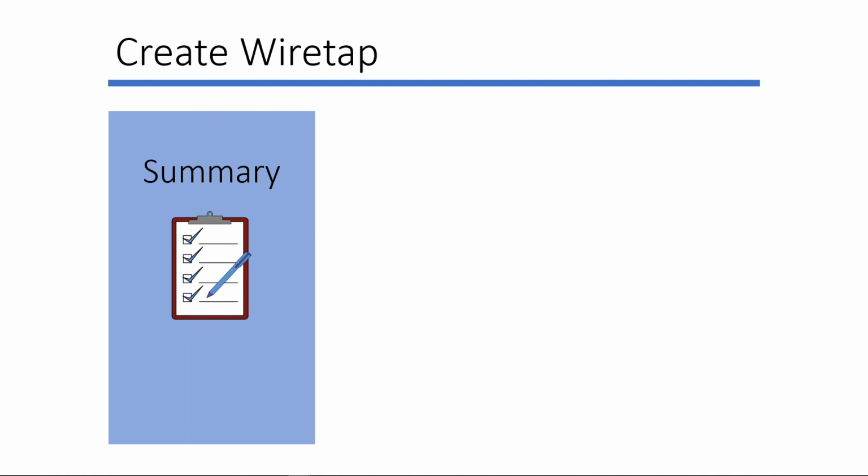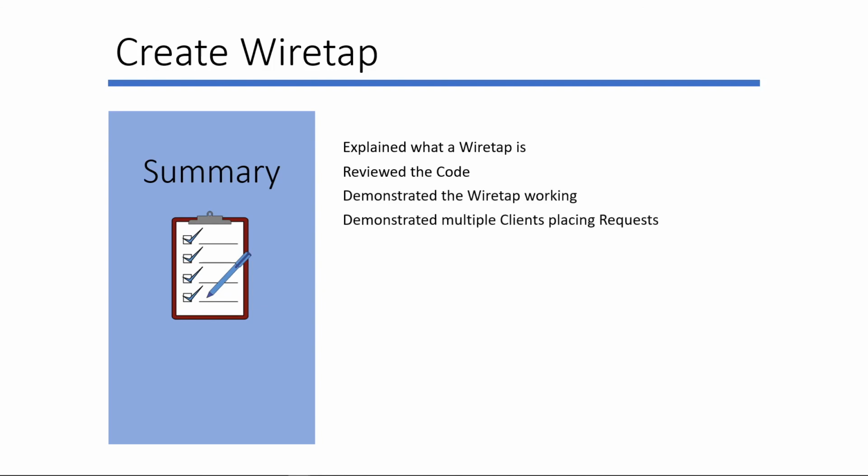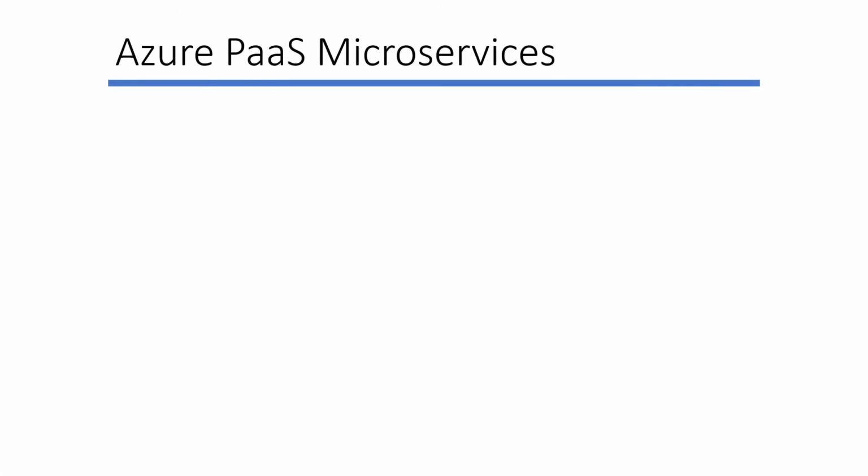So in this final section of this screencast, we explained what a wiretap is, we reviewed the code, we demonstrated the wiretap working, we demonstrated multiple clients placing requests and each client getting back the appropriate response, and we demonstrated the remote debugging capabilities of Visual Studio while we were able to debug a function that was running on Azure. We have reached the conclusion of this screencast. Let's recap some important areas that we have covered.